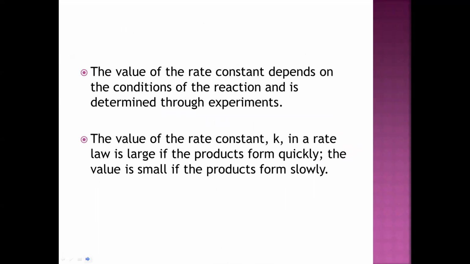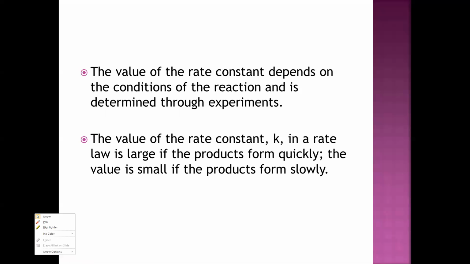So the value of the K, the rate constant, depends on the conditions of the reaction, and it is only determined through experiments. So we are not actually going to solve for the value of K this year because you just have to use experimental data to solve for it. And the value of the rate constant in a rate law is very large if the products form quickly, and it's very small if the products form slowly. So looking at numbers, that can help you determine that.